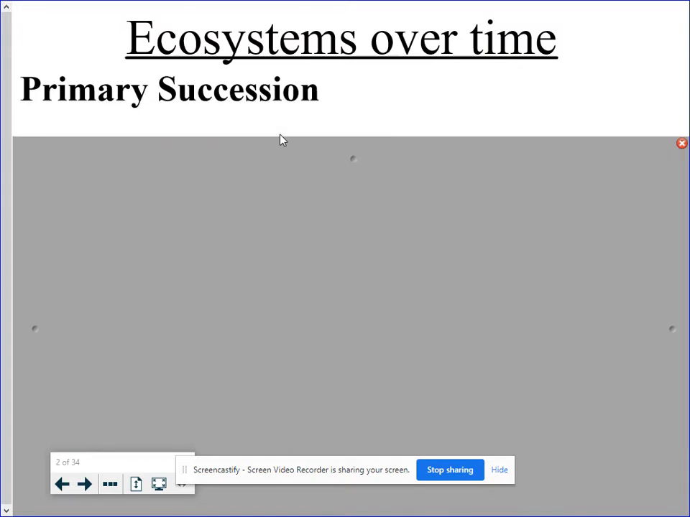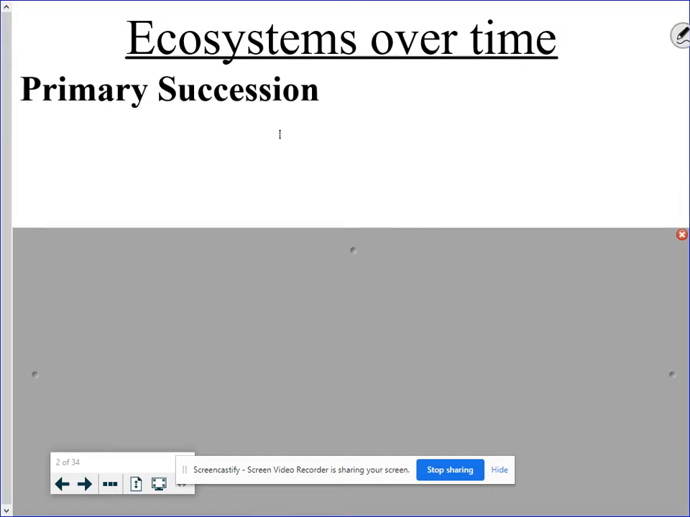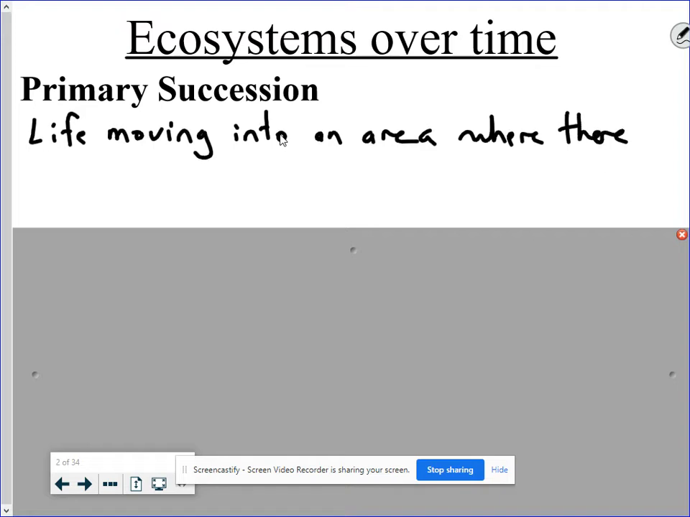So we're going to talk about primary succession. Primary succession is life moving into an area where there was no life previously. So that's like a rock scree on a mountain, and maybe it was too high to support life, but then over time, due to erosion, the mountain lowered and it got warmer. How did life get started there? That's primary succession. Okay.